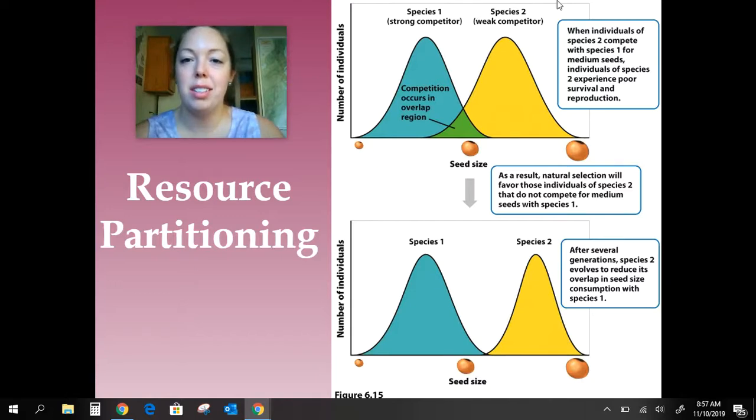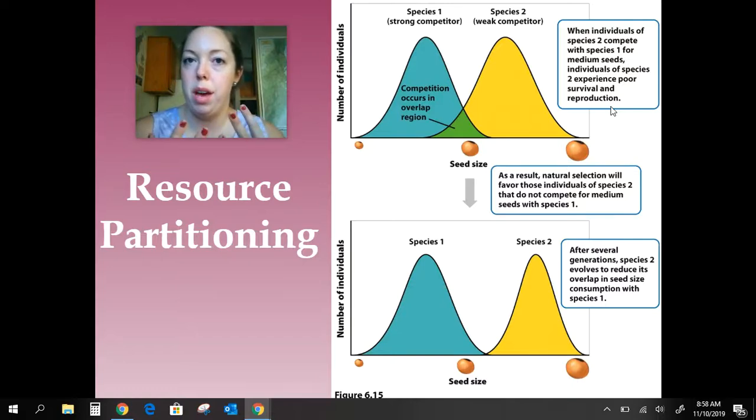So let's look at this example here and pretend we got 2 species of birds, okay? Species 1, species 2. These 2 different species of birds eat different sized seeds. Okay, so in species 1, which is represented by this teal color, some individuals eat the small seeds and some individuals eat the medium-sized seeds. Okay, in the second species, some individuals eat the medium-sized seeds and the large-sized seeds, all right?